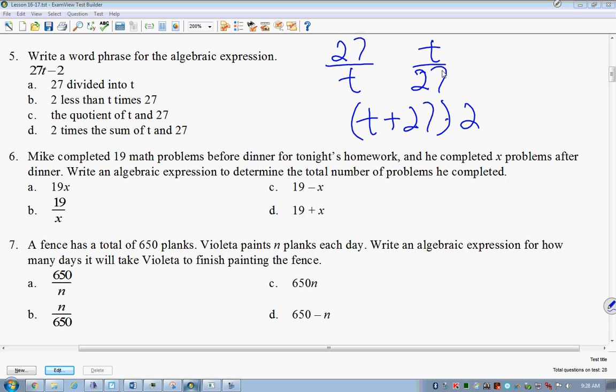Okay? Does this make sense? Because if I do it without the parentheses, I'm only taking 2 times 27. I would get what? Like 54 plus t. All right, if I do it this way, I'm getting 2t plus 54, which is different. It's a different answer. Okay? So I want to be thorough about how these things look.